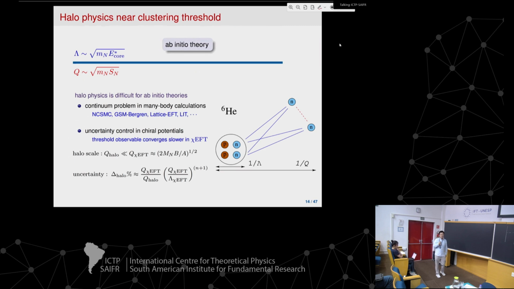Basically it means that if you calculate the binding energy of a stable nucleus, you get a certain uncertainty at the given chiral order. But if you stay at the same order to describe the threshold physics, you'll find that your uncertainty is 3 or 4 times larger. So you must go to even higher orders to get better accuracy for your predictions.